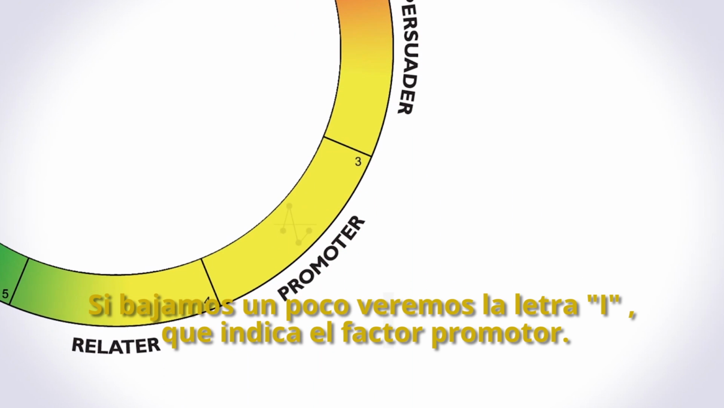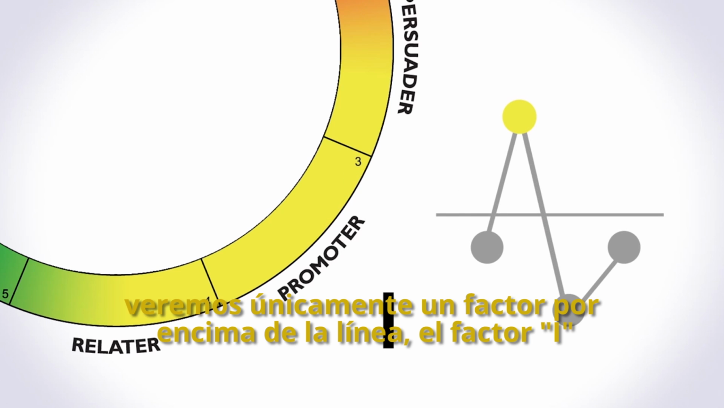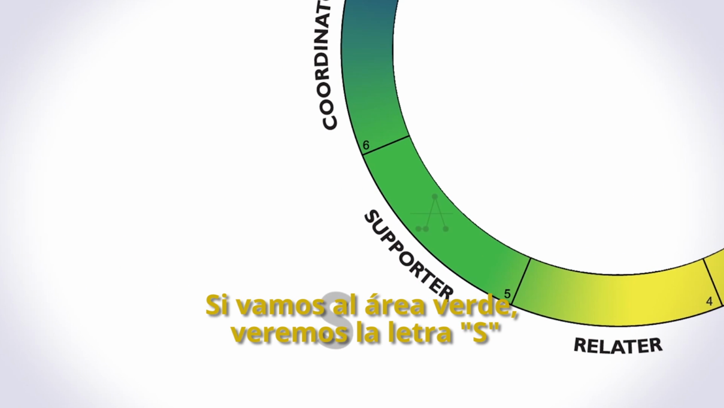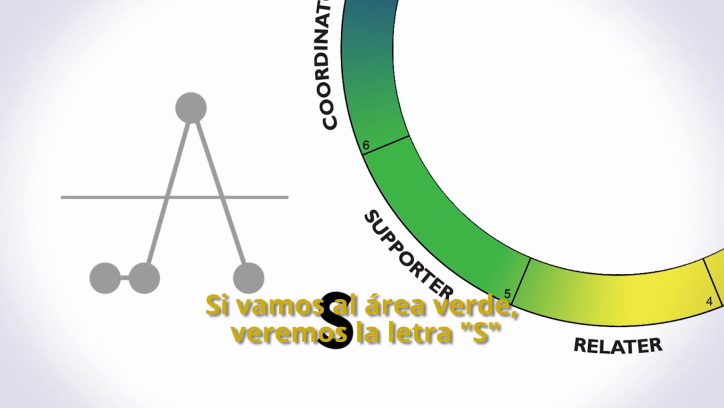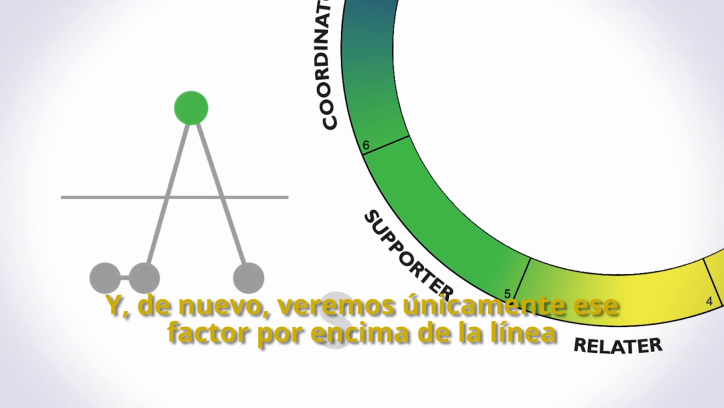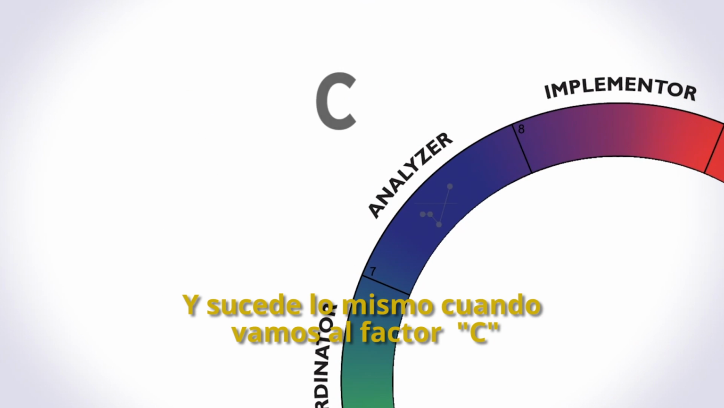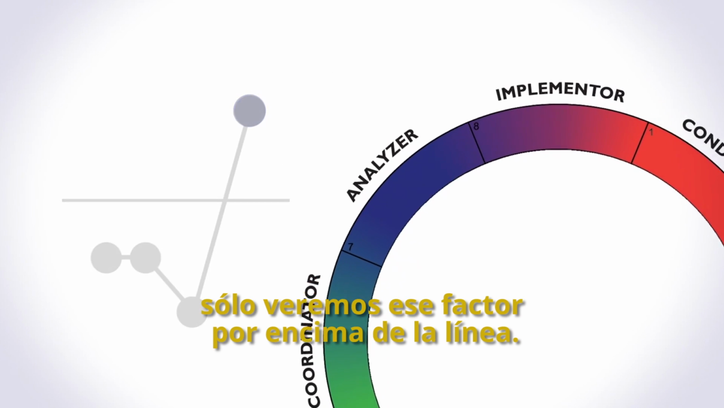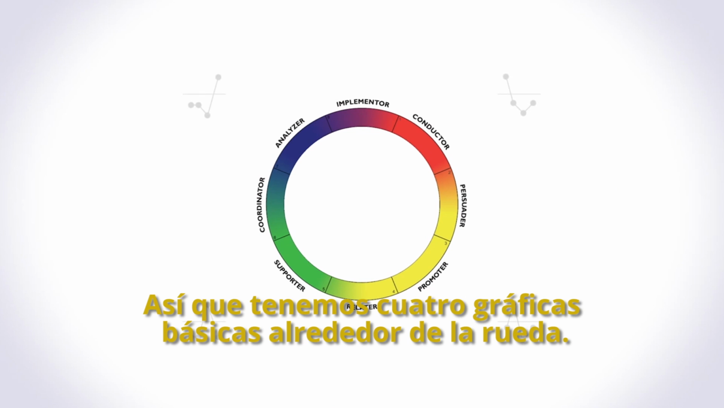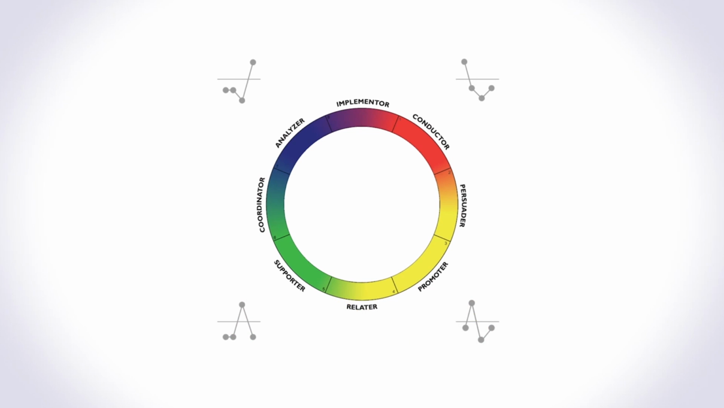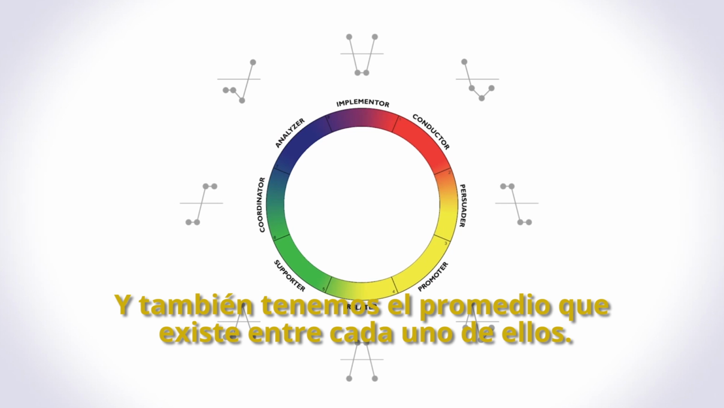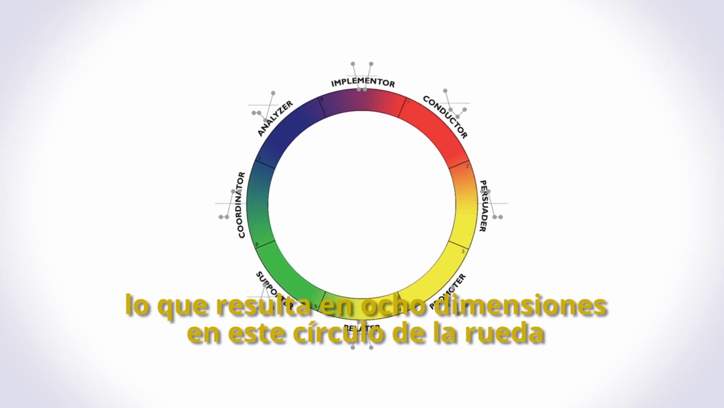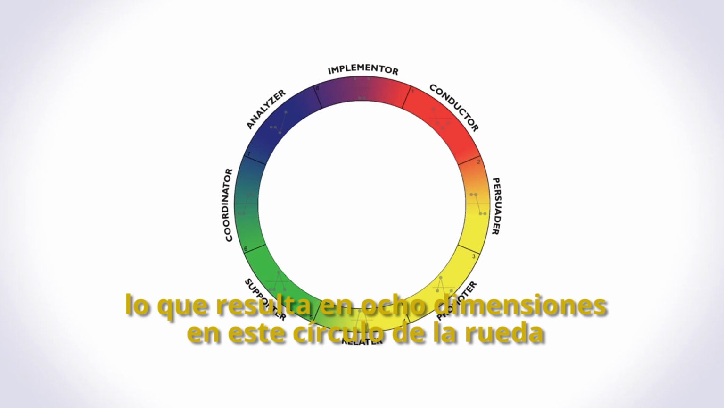As we go down, we see the I, the promoter, and at this point, we only see one factor above the midline, and that is the I factor. Moving over to the green area, we see the S. Again, only one factor above the line. And up to the C, analyzer, we see only one factor above the line, and that is the C factor. So we have four major plotting points out on the outside of our particular wheel. And then we have the average of those in between to come up with our 8 specific dimensions.